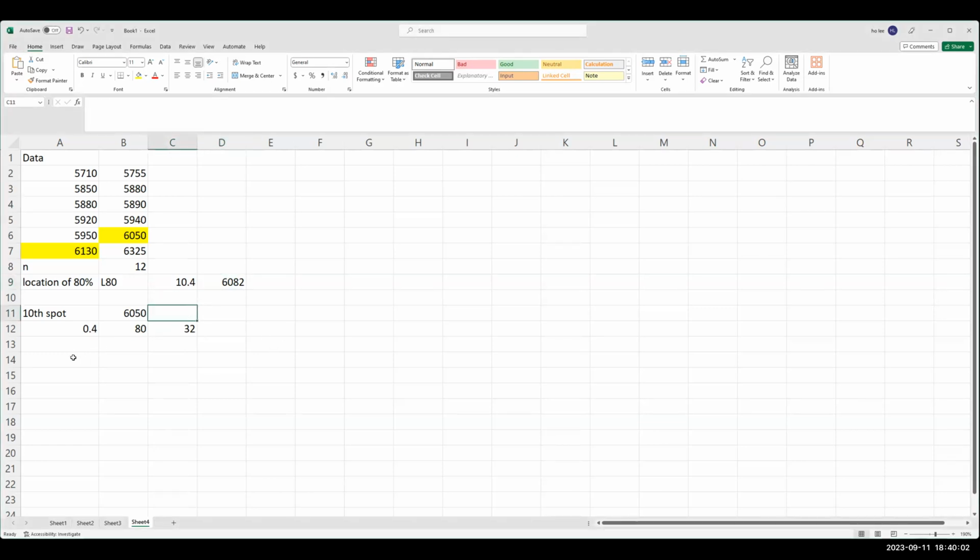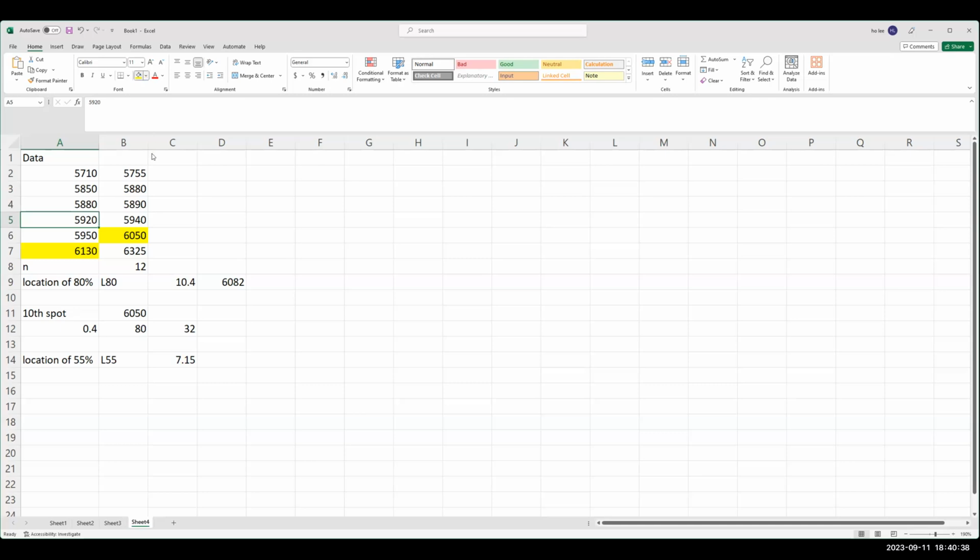If we want to do something else, let's do a location. Let's do a different one. It's not here, but let's do another one. Location of the 55th percentile. L55 would equal 55 divided by 100 times n plus 1. So it's 7.15. Counting 1, 2, 3, 4, 5, 6, 7.